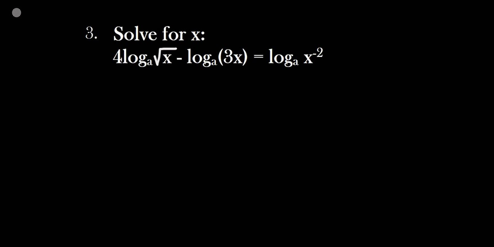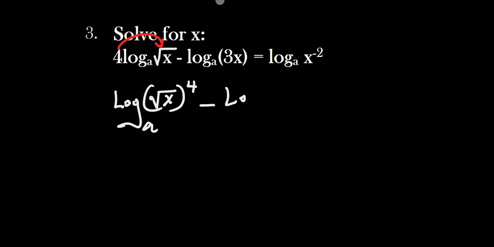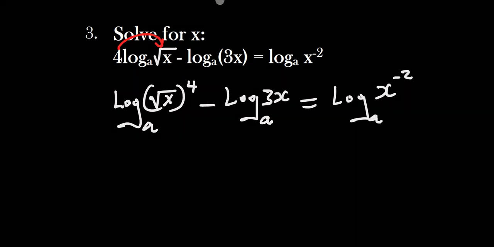Solve for x. To solve this problem, first we have to switch this 4 over here, and that is going to give us log root x to the power of 4 to base a minus log 3x to base a equal to log x raised to power negative 2 to base a.